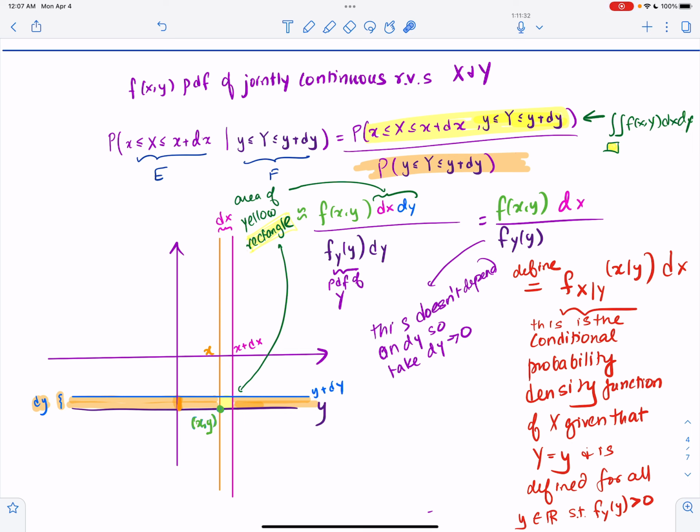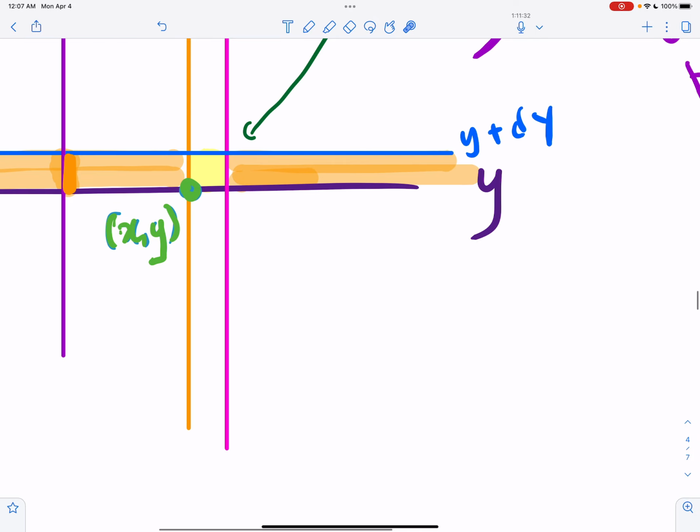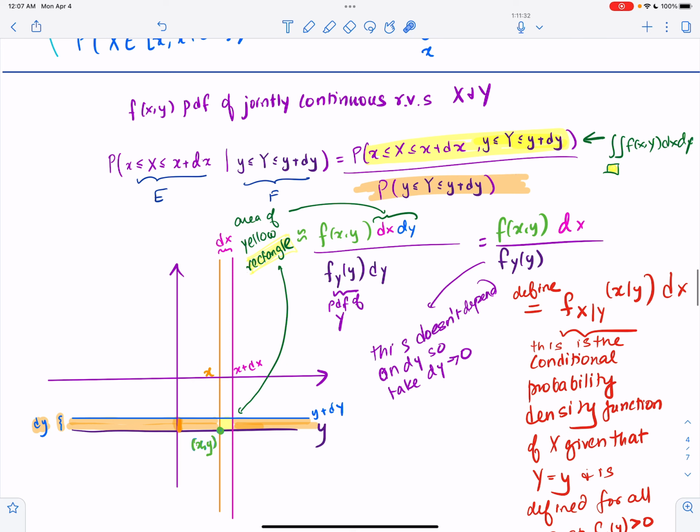Now, since dx and dy are small, what will this be? Well, you could just take the value at x comma y and multiply it by the area of the rectangle, right? So just take the value of the density f of xy at x comma y and multiply by this area, and that will be approximately f of xy dx dy. Oh, sorry, not that whole thing, just this numerator.